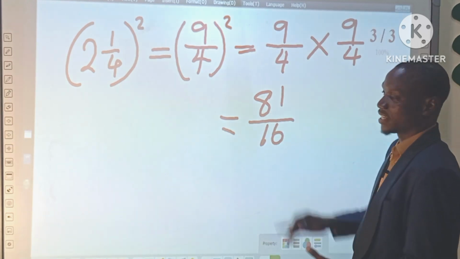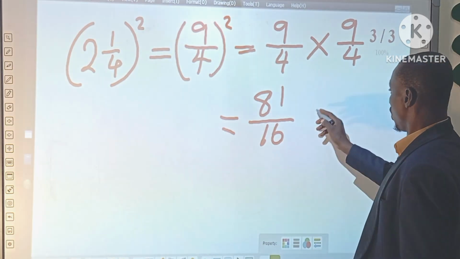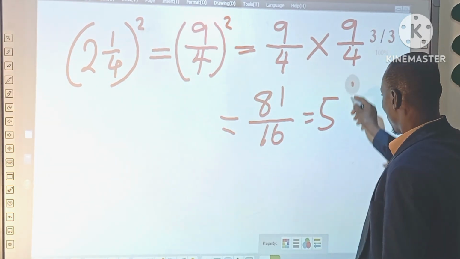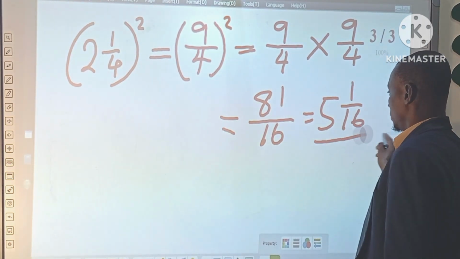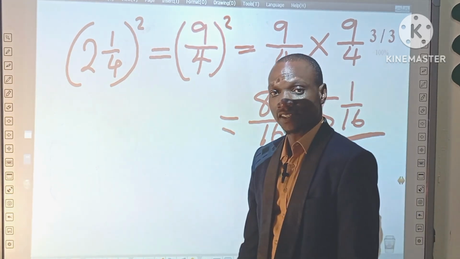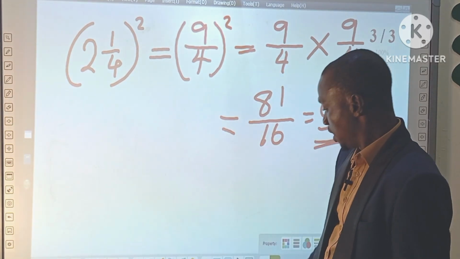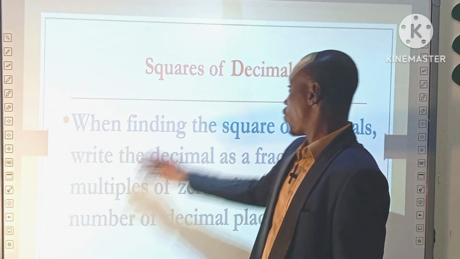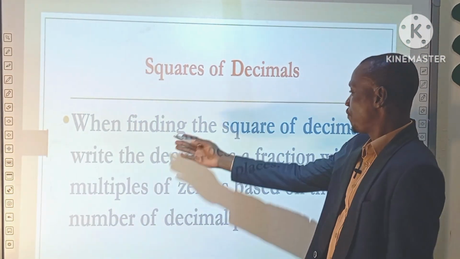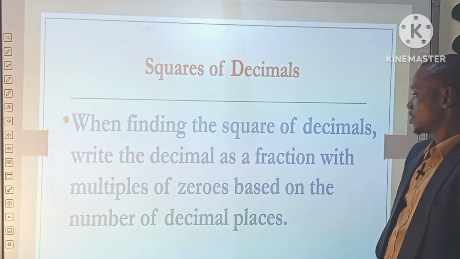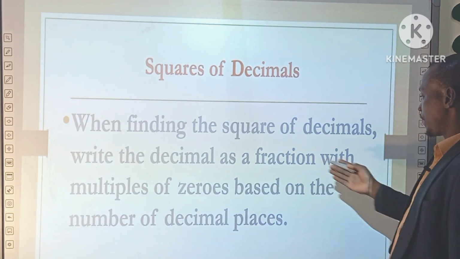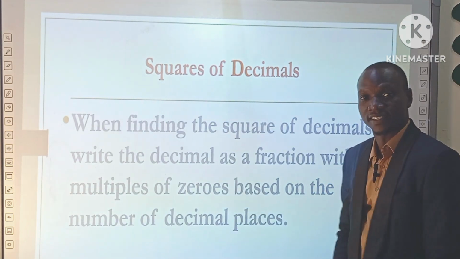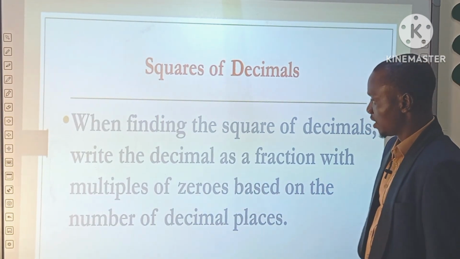Now when we divide 81 by 16, we will get 5, because I know 5 times 16 is 80. Remember 1, all over 16. This is my final answer. This is actually easy peasy, lemon squeezy, pizza cheesy. Let's go ahead to look at the squares of decimals. When finding the squares of decimals, write the decimal as a fraction with multiples of zeros based on the number of decimal places. Now let's explore this.